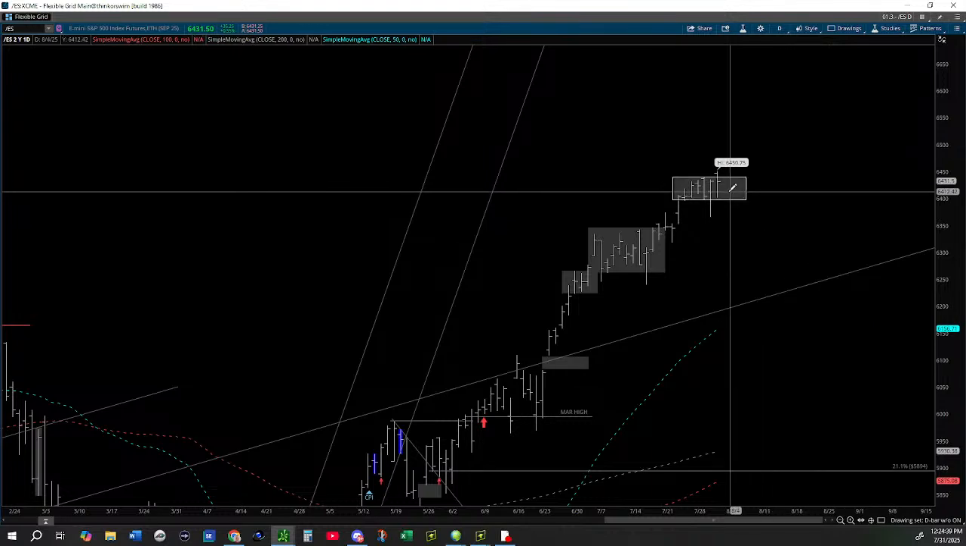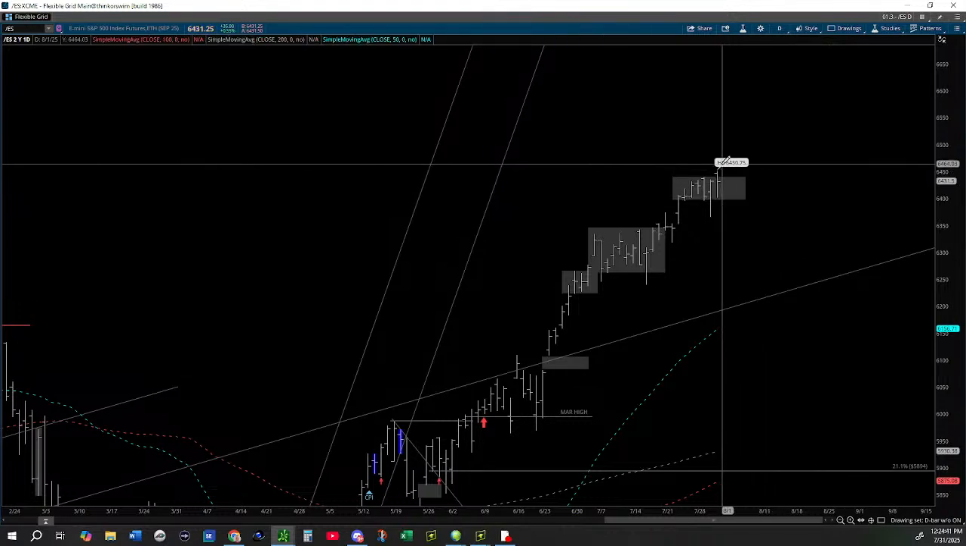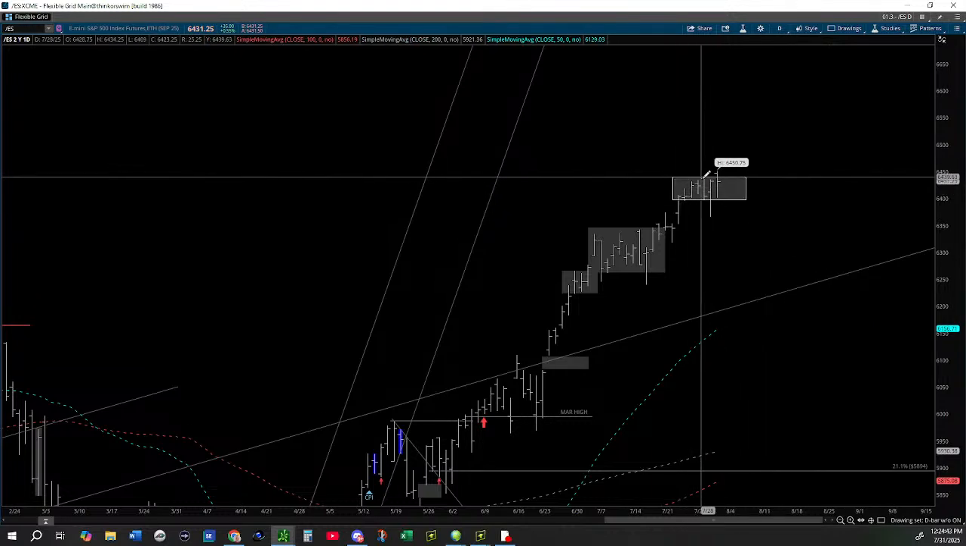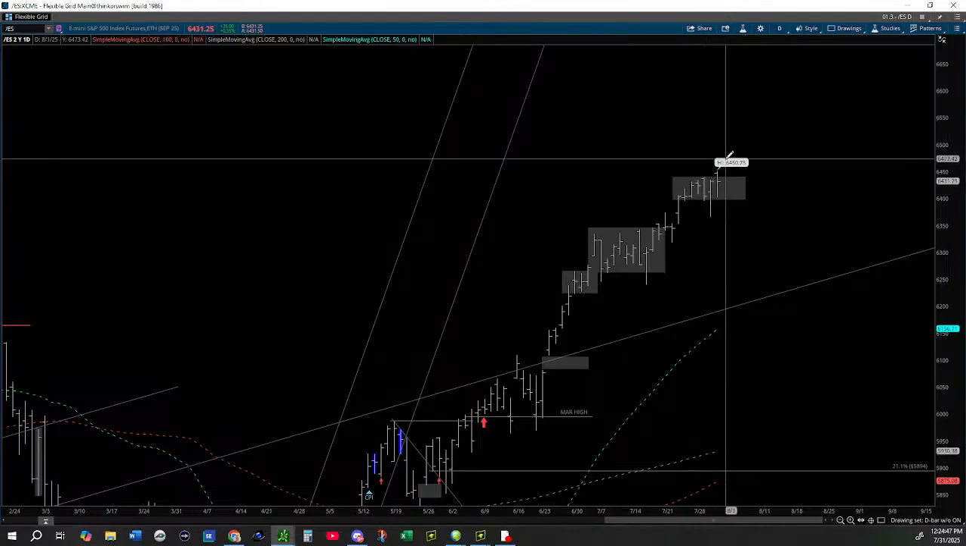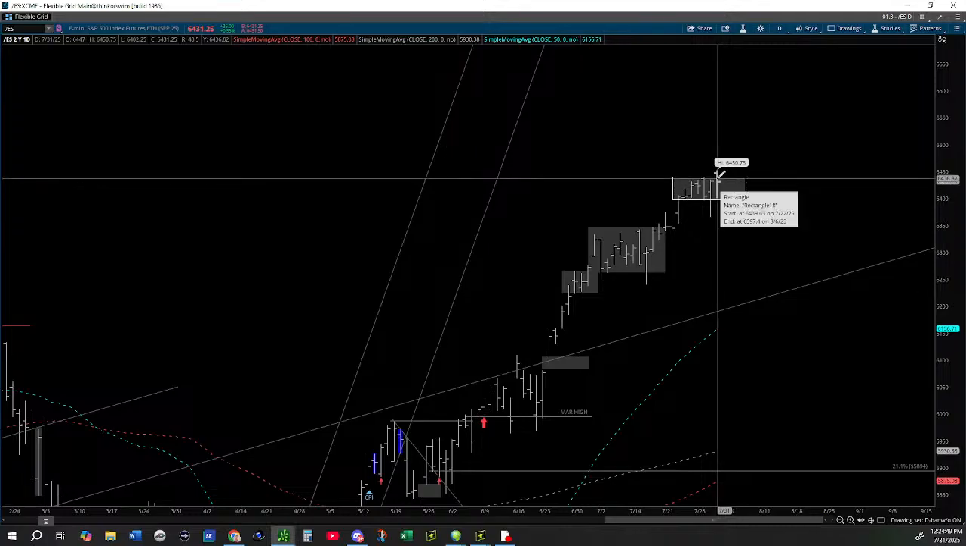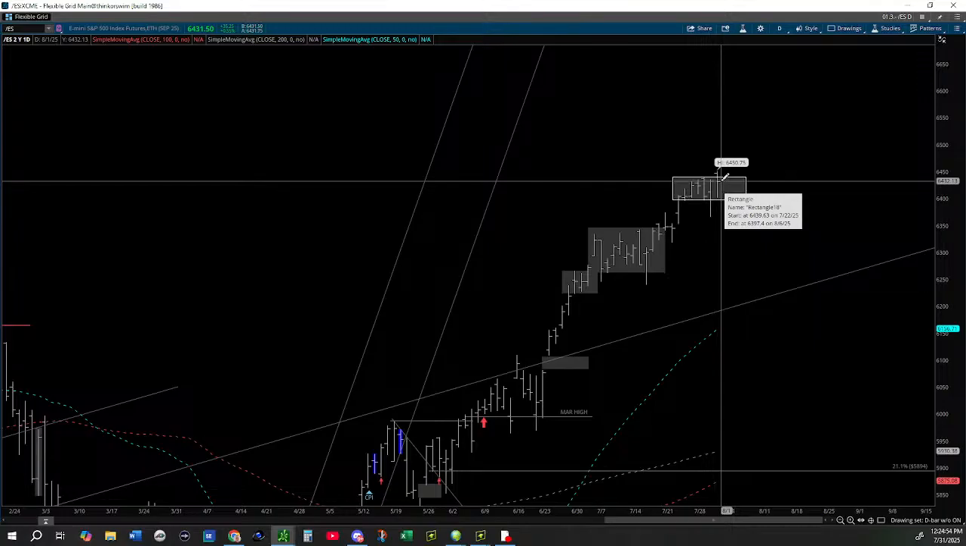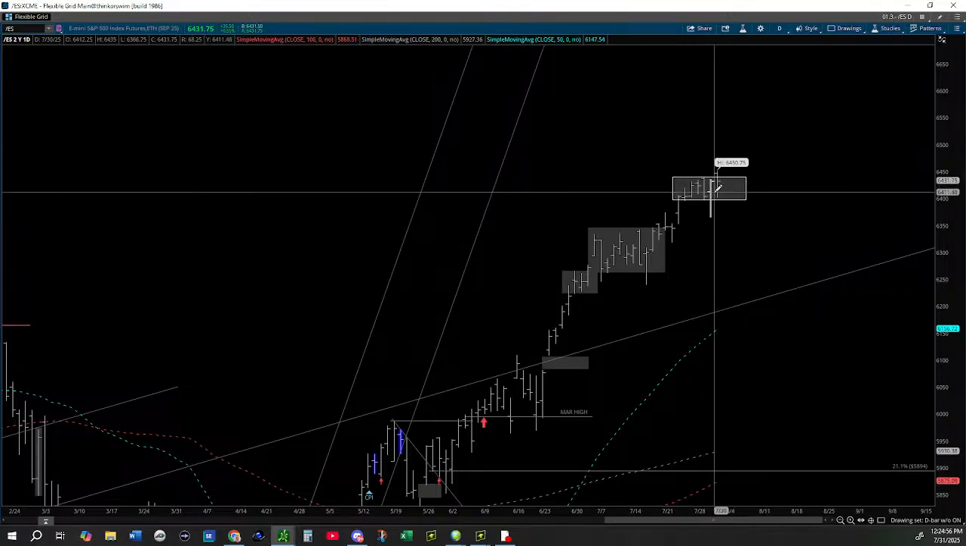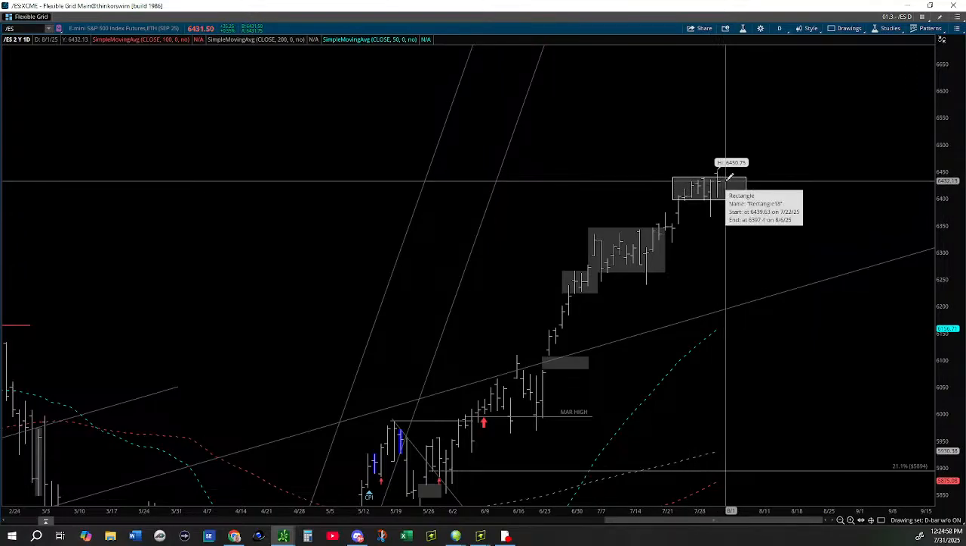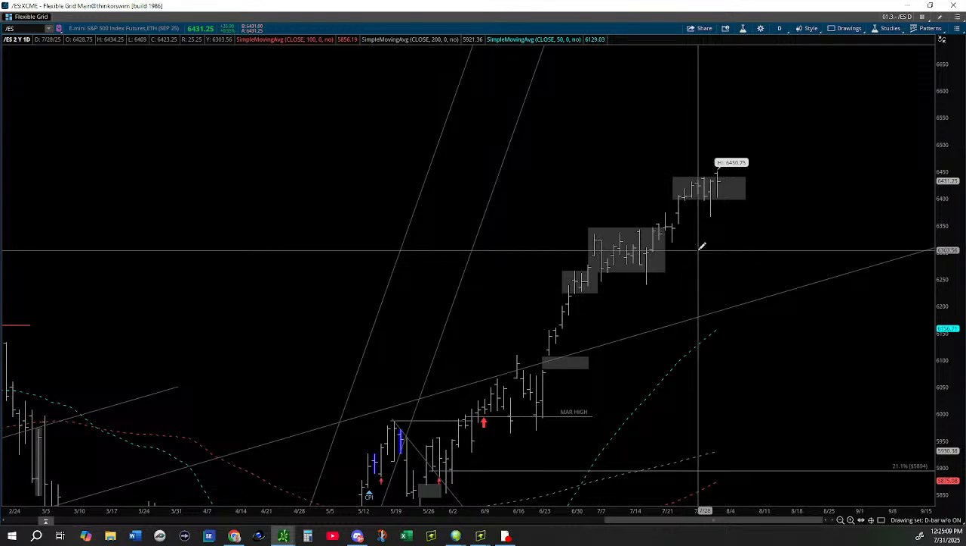It did have a breakout of this higher range, and right now is being rejected as we speak. Where the market is going to close today, facing the end of the week tomorrow, I think that's an important piece of information here.